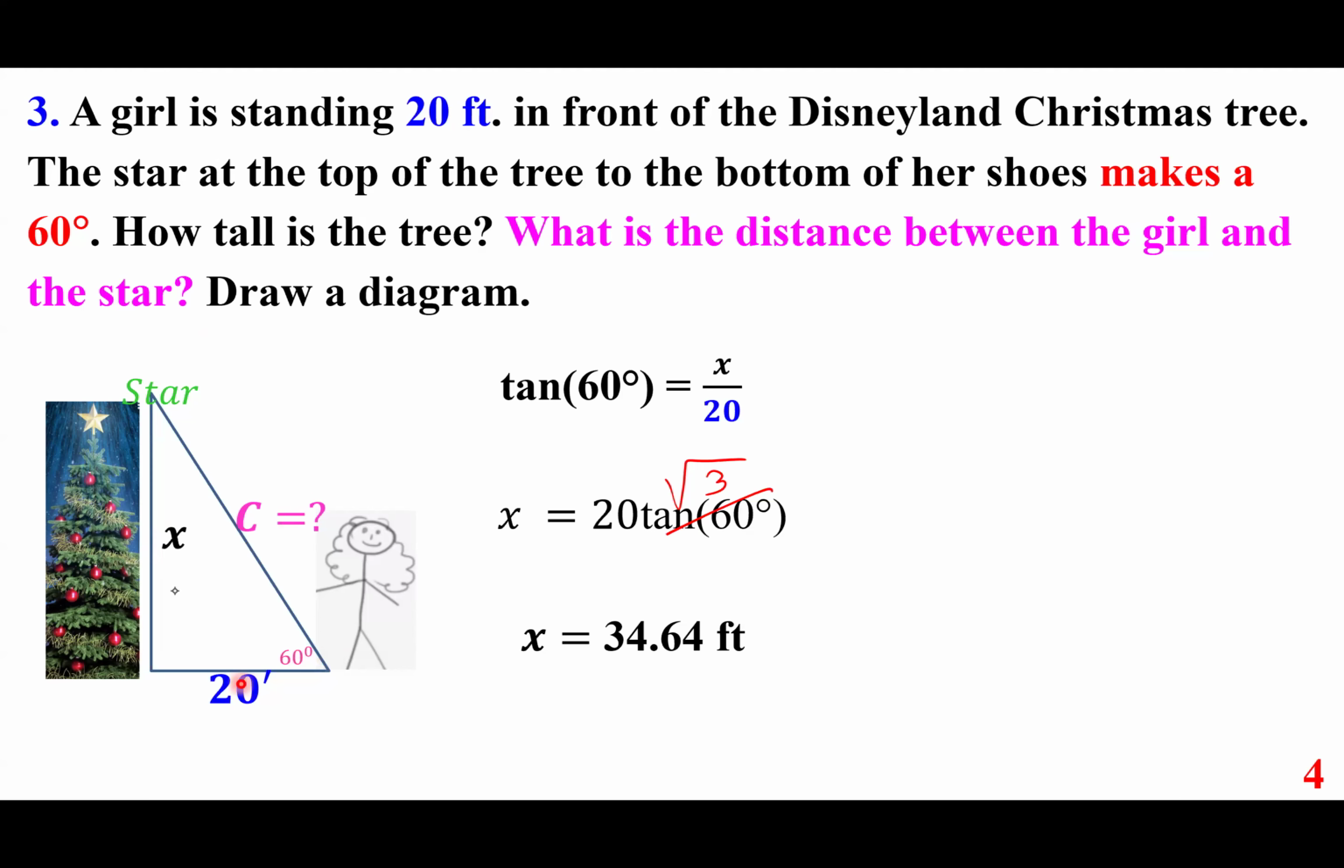Therefore, C squared is 20 squared plus X squared, which is 34.64 quantity squared. You put it into a calculator, you get almost 1600, and the square root results in 40 feet. Okay, class? Again, very straightforward.